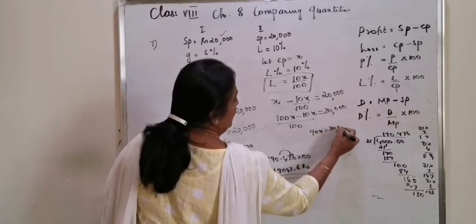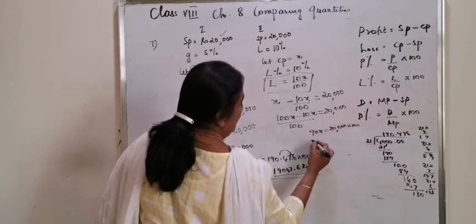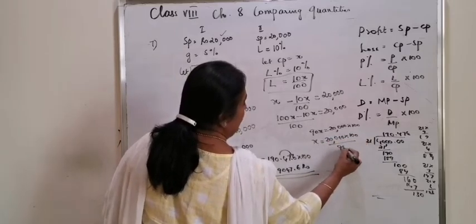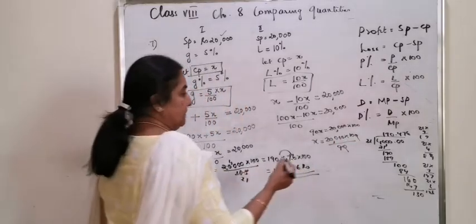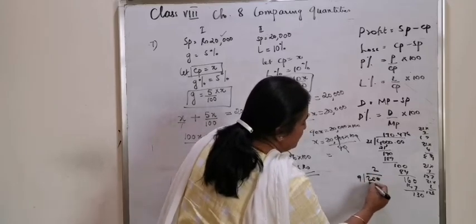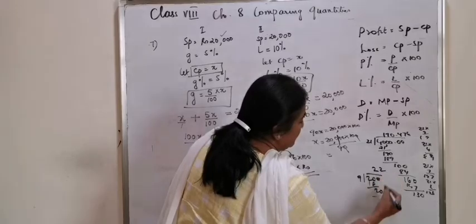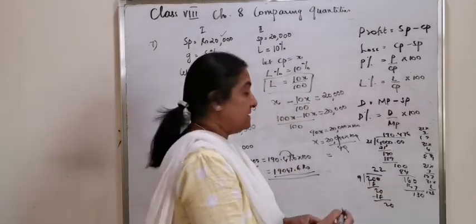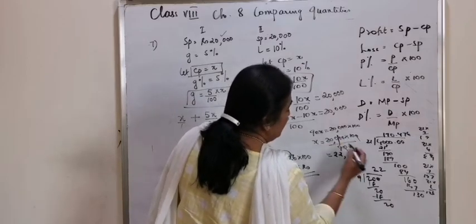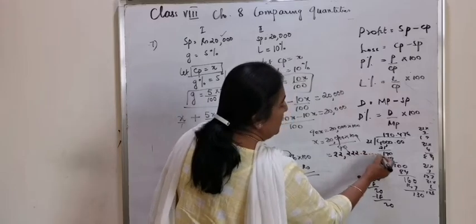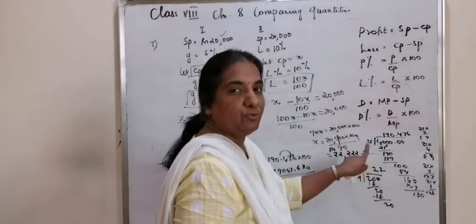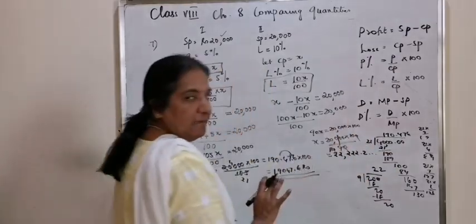90x is equal to 20,000 into 100, or x is equal to 20,000 into 100 divided by 90. This gets cancelled. Let's calculate what is 200 by 9. 9 2s are 18, 20. 9 2s are 18. So it's a recurring digit, or the cost will be 22,222.2 and so on. That means the cost price is 22,222.22, repeating.